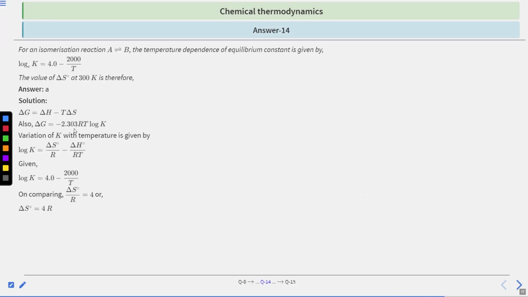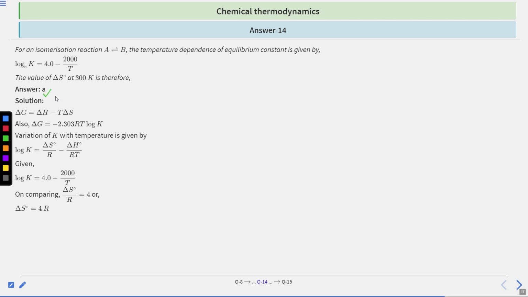Okay, so the correct answer will be option A. So del G equals del H minus T del S, we know. And also del G equals minus 2.303 RT log K. We know both these equations, so we can equate these two equations together. So variation of K with the temperature is given by log K equals del S naught divided by R, because T will cancel out, minus del H naught divided by RT, right? And we have been given this equation here in terms of log K.